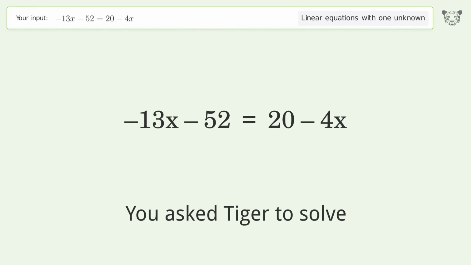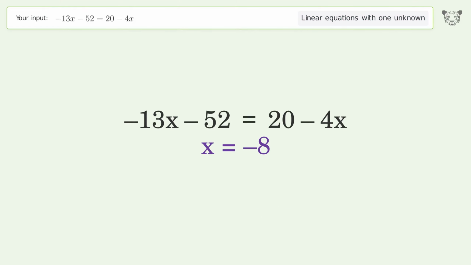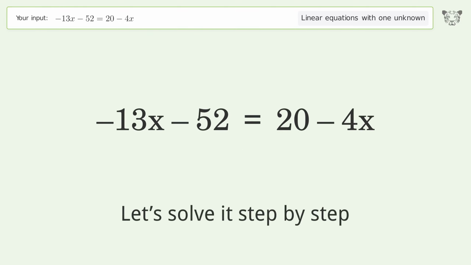You ask Tiger to solve. This deals with linear equations with one unknown. The final result is x equals negative 8. Let's solve it step by step.